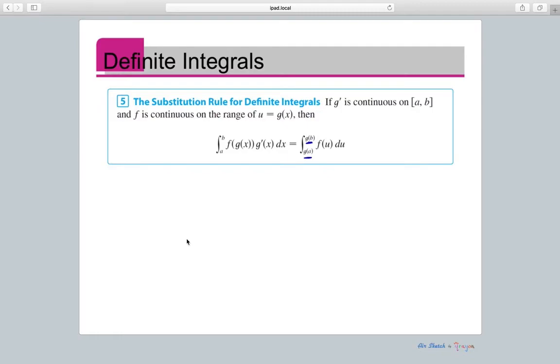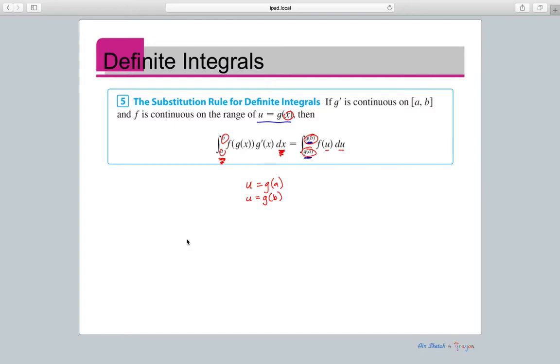And so the idea is, if we let u equal g of x, well, my original limits of integration were specific to being in terms of x. So now that I've updated all my variables to be in terms of u, I do the same with my limits of integration. So what would u be when x is a? Well, u would be g of a, because I would just replace x with a. And that becomes my new lower limit of integration. Well, what would u be when x is b? Replace x with b, u would be g of b, and that's my new upper limit of integration.